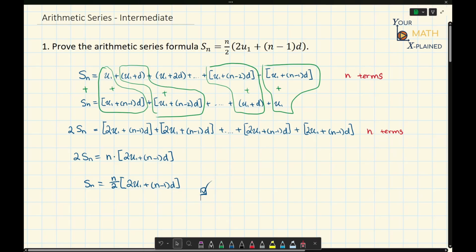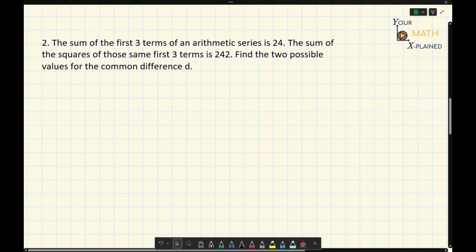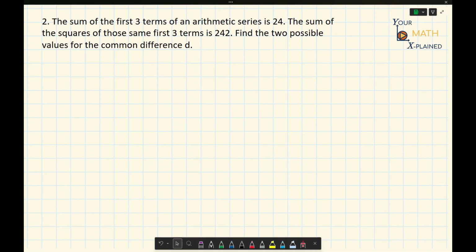Now that we have proved the formula, let's take a look at our first example. Here, the sum of the first 3 terms of an arithmetic series is 24, and the sum of the squares of those same first 3 terms is 242. So this means we have u sub 1 plus u sub 2 plus u sub 3 is equal to 24, and then we have u sub 1 squared plus u sub 2 squared plus u sub 3 squared is equal to 242. And we're asked to find the two possible values for the common difference d.